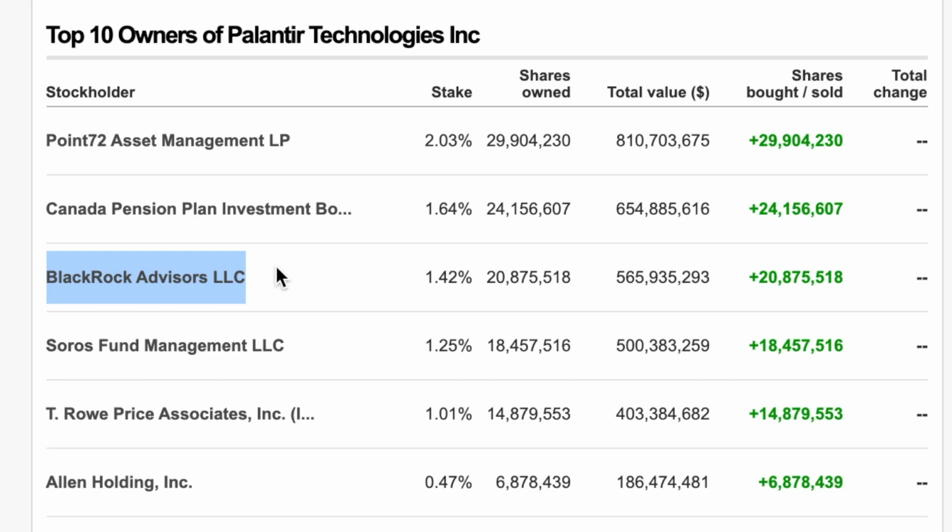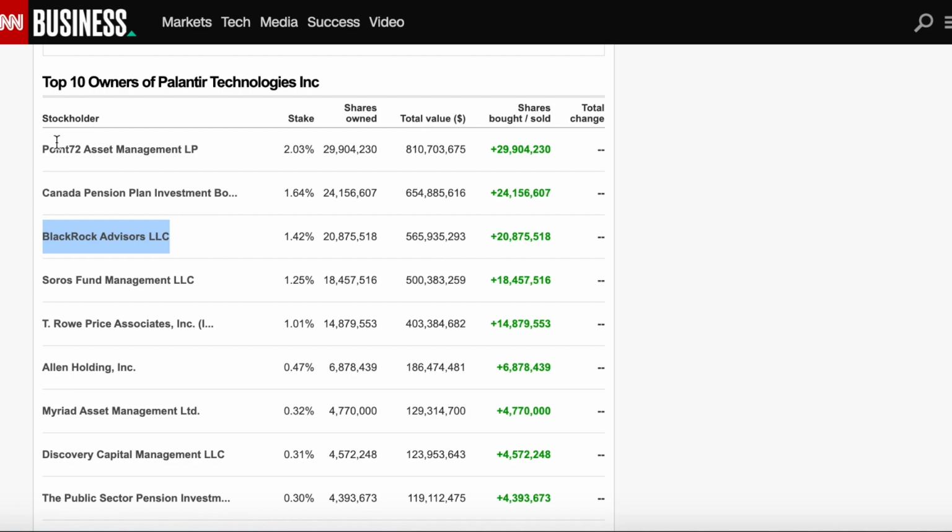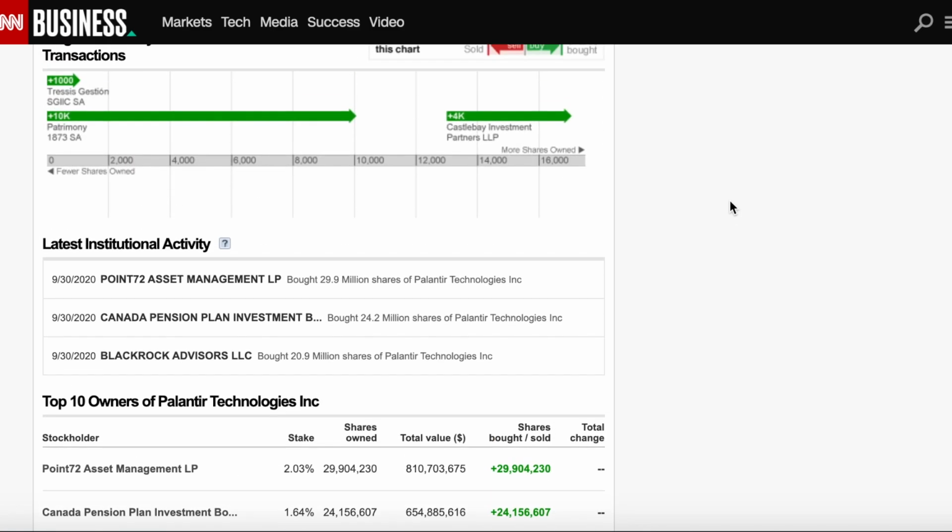And they have invested around 500 million US dollars into this company. And there are also other institutional investors who are invested in Palantir with around 800 million US dollars and 650 million. So it's a good sign that it is a good company to invest in.